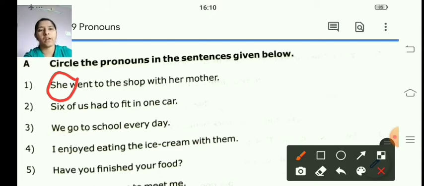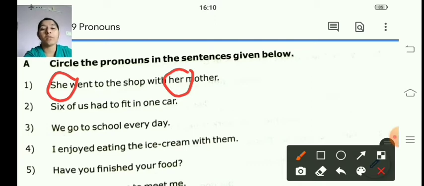And here one more is there. Her. Okay, she and her. Both we are circling. Right? So the words used instead of nouns. So we don't specify any name. We are just saying she, her, like that. So those are called pronouns.